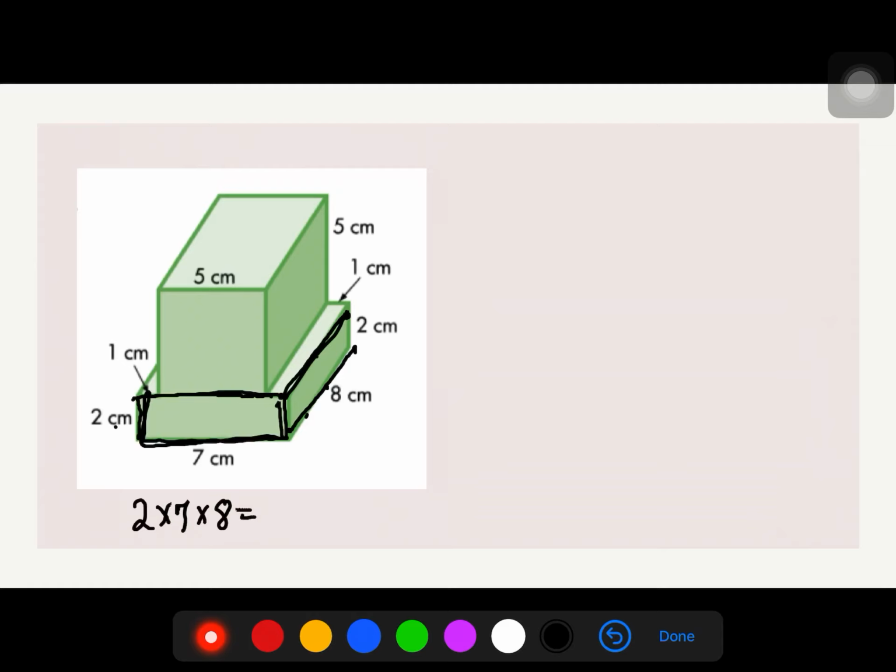So 7 times 8, I notice how I'm doing these two first. 56 times 2 is 112, and that is centimeters cubed.